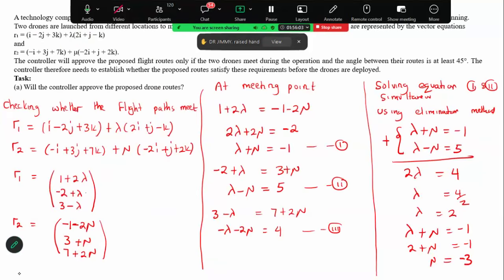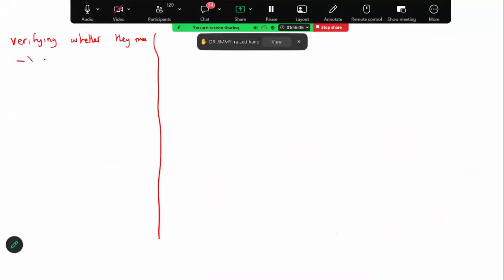Instead, you show it negative lambda minus 2 mu is equal to 4. So you have got your lambda as it was what? It was 2. It was 2 minus 2 times -3. So here we shall have -2 plus 6, which is 4. And therefore, you'll say that since lambda and mu hold for all the 3 components x, y, and z, therefore they do meet.